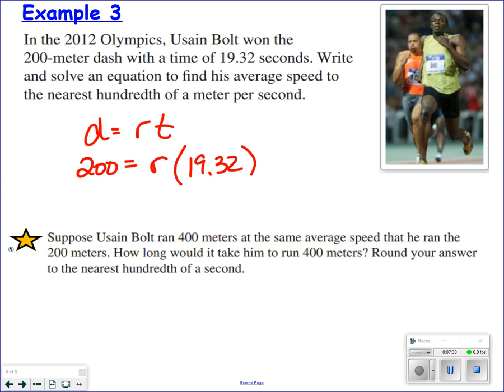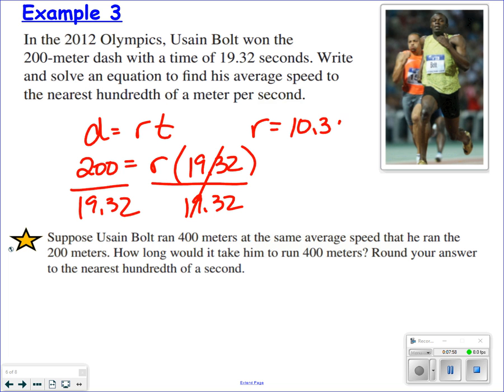And 19.32 seconds. So now you're going to pull out a calculator because we're not expecting you to do this in your head. You're going to divide both sides by 19.32 and get the rate at which Usain Bolt was running: 10.35 meters per second.